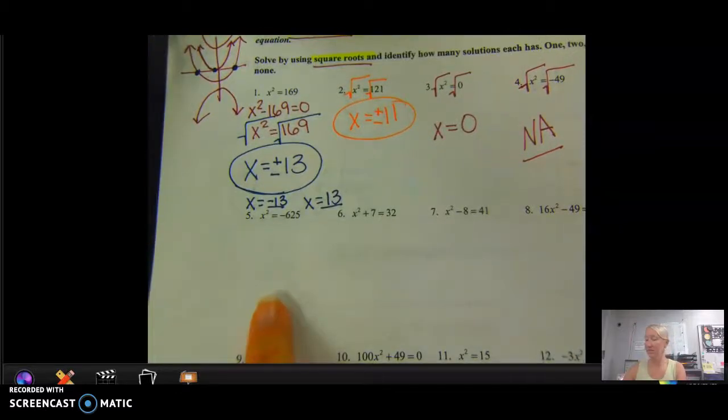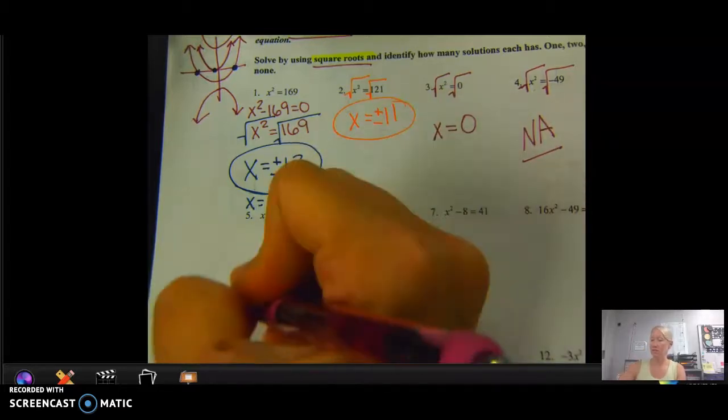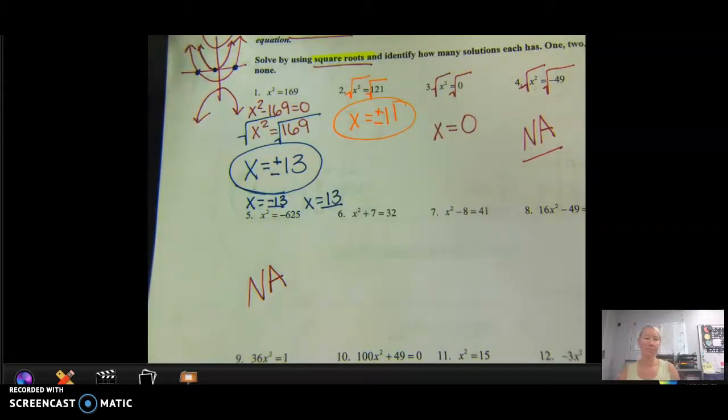So let's look at number 5. Do I even need to go through the process of square rooting that? Or do I see that x squared's by itself and I have a negative number over here? I see that, so it's NA.